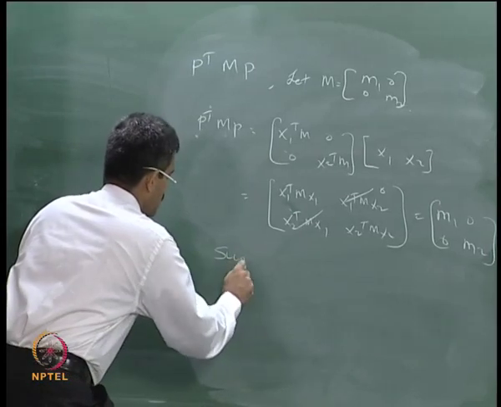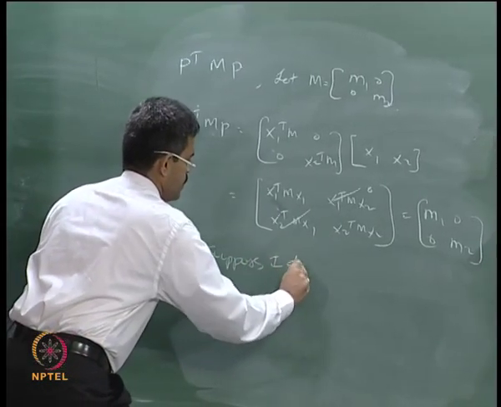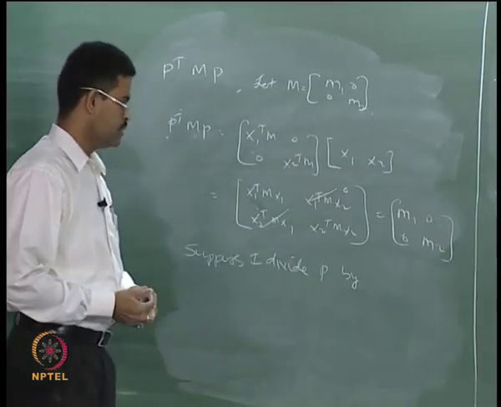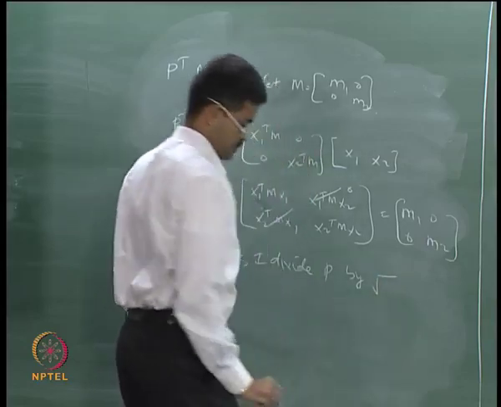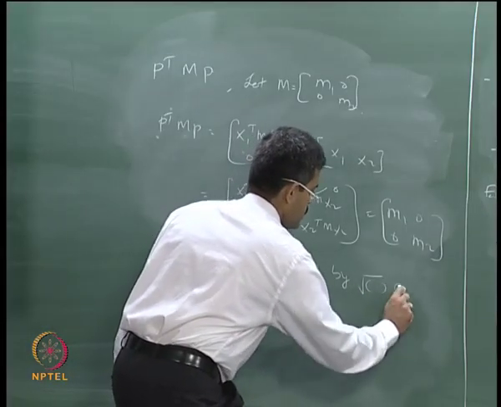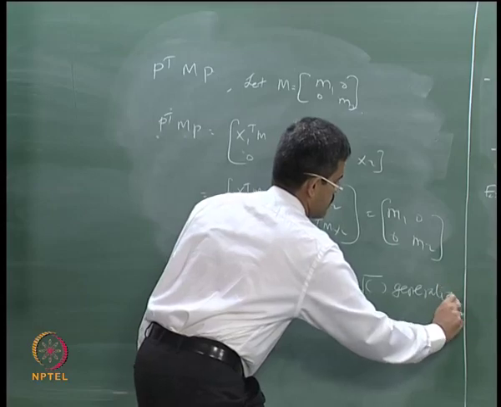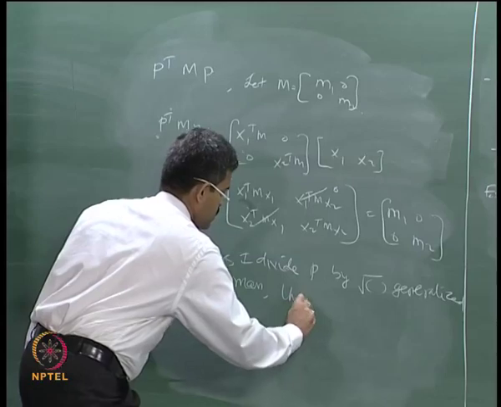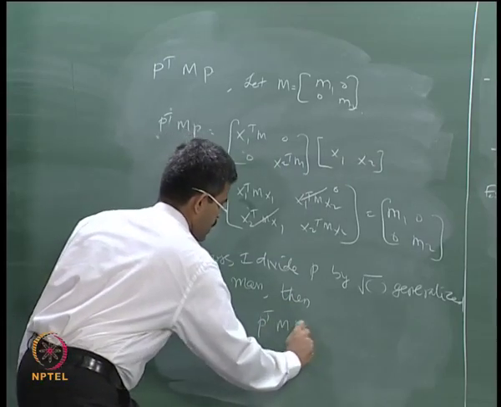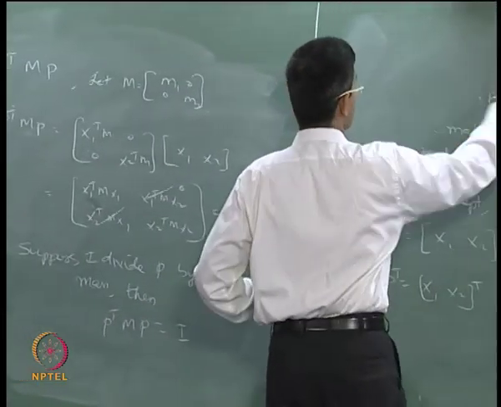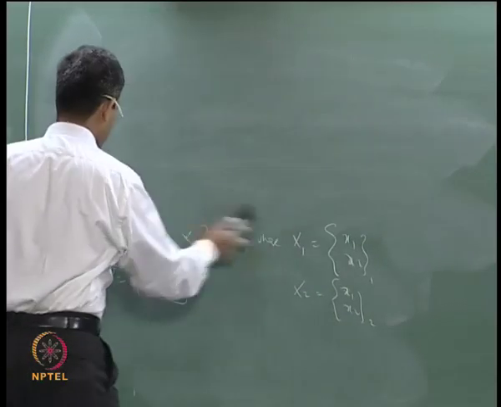Suppose I divide my P matrix by the square root of the generalized mass matrix, the generalized mass, obviously then P transpose MP will become an identity matrix. In one example we already showed this.